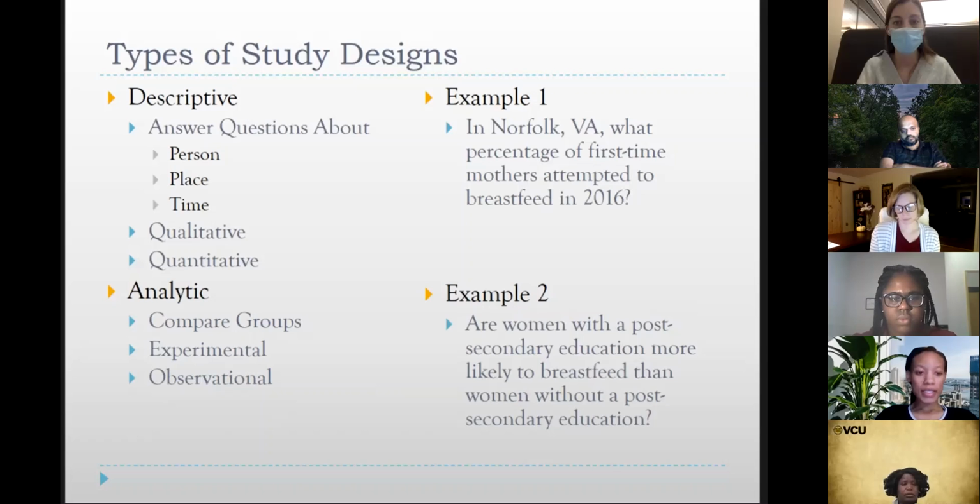And then for the analytic studies, these type of studies are where you're comparing groups. So in the descriptive studies, we're just describing people. We're not comparing groups, but in analytic studies, we're comparing groups, and they can either be an experimental study design or an observational study design. And so an example of a question that would be under the analytic study design would be, are women with a post-secondary education more likely to breastfeed than women without a post-secondary education? And so our comparison groups would be the women with and without the post-secondary education, and we'll be looking at breastfeeding.